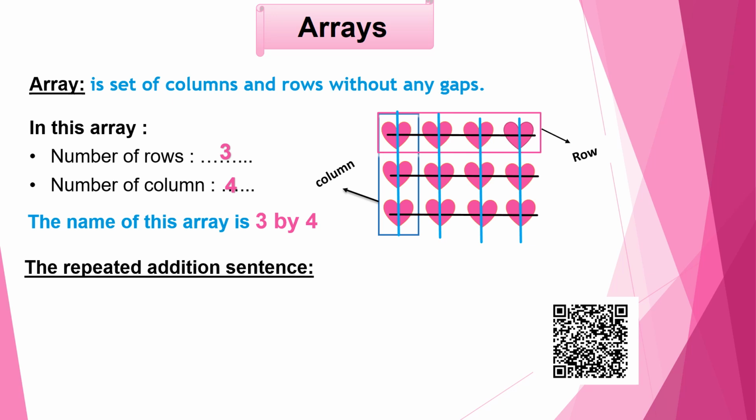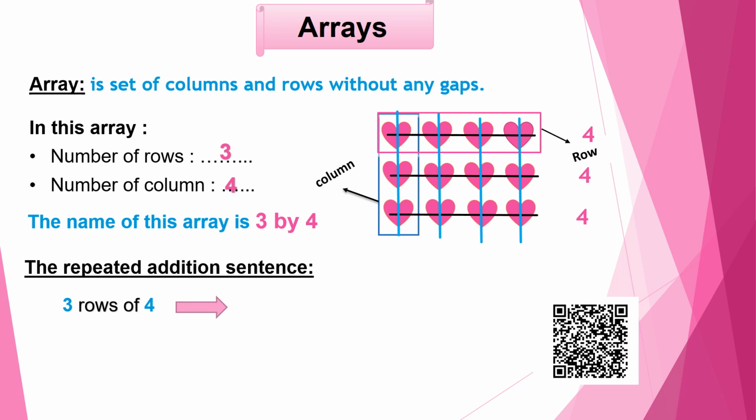Let's write the repeated addition sentence for each, columns and rows. The first way we can say 3 rows of 4, because we have 3 rows and inside each row we have 4 items or 4 hearts. Here 4 and here 4 and here 4.